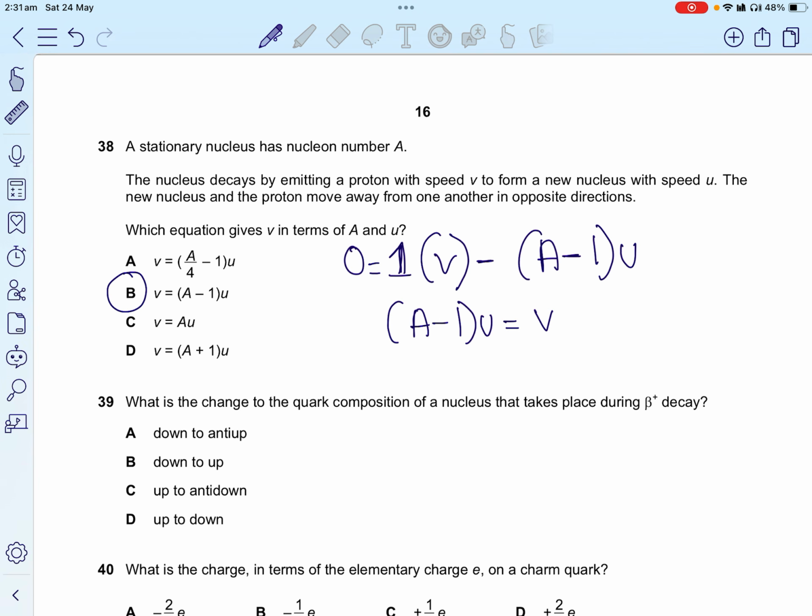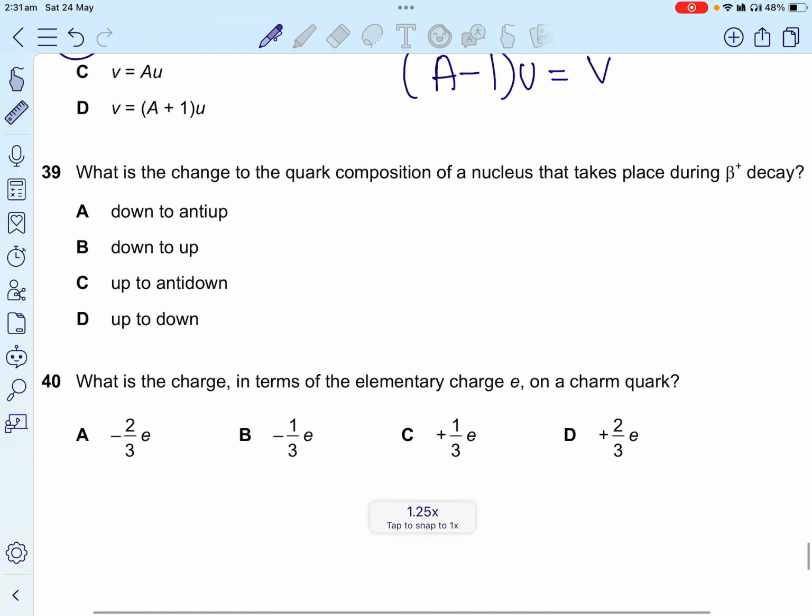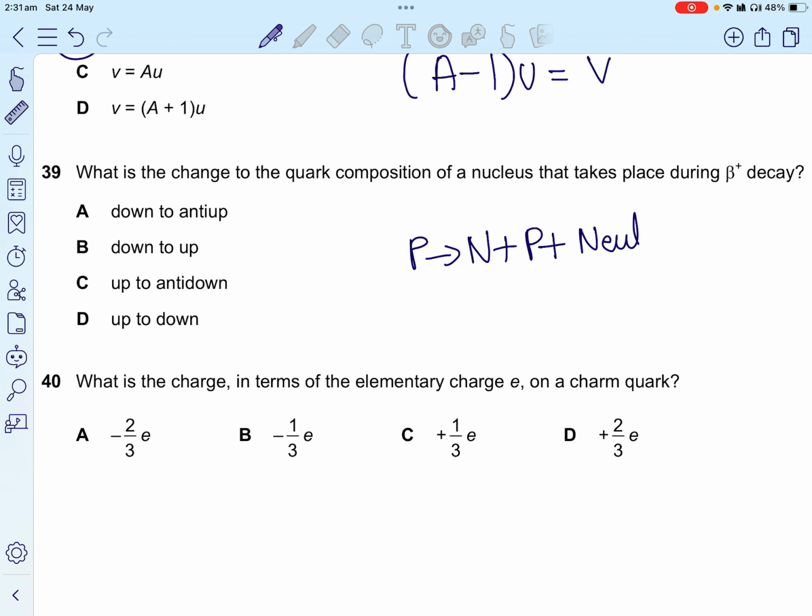Conservation of momentum. Okay. Now, what is the change to the quark composition that takes place during a beta plus decay? During a beta plus decay, a proton changes to a neutron plus a positron and a neutrino. This is a positron. So how does a proton change to a neutron? Basically, an up quark changes to a down quark.